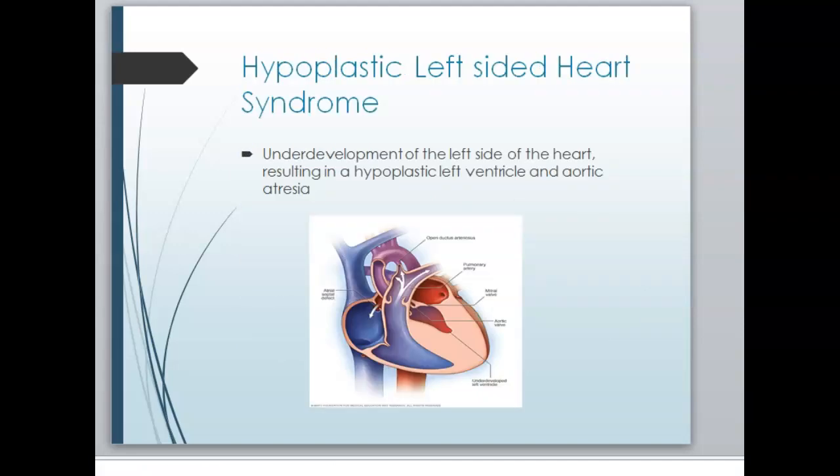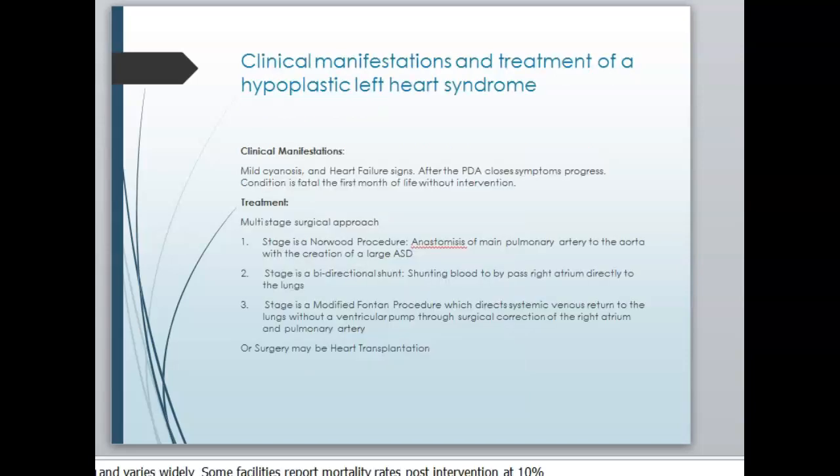The next defect that we'll talk about, which is a mixed type, is hypoplastic left-sided heart syndrome. This is underdevelopment of the left side of the heart, resulting in hypoplastic left ventricle and aortic atresia. The clinical manifestations and treatment of hypoplastic left heart syndrome: clinical manifestations are mild cyanosis and heart failure. After the PDA closes, symptoms progress. The condition is fatal in the first month of life without intervention.